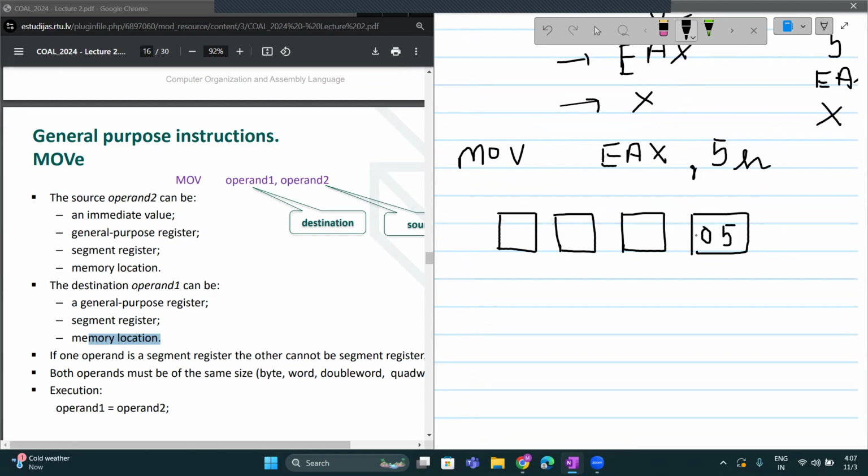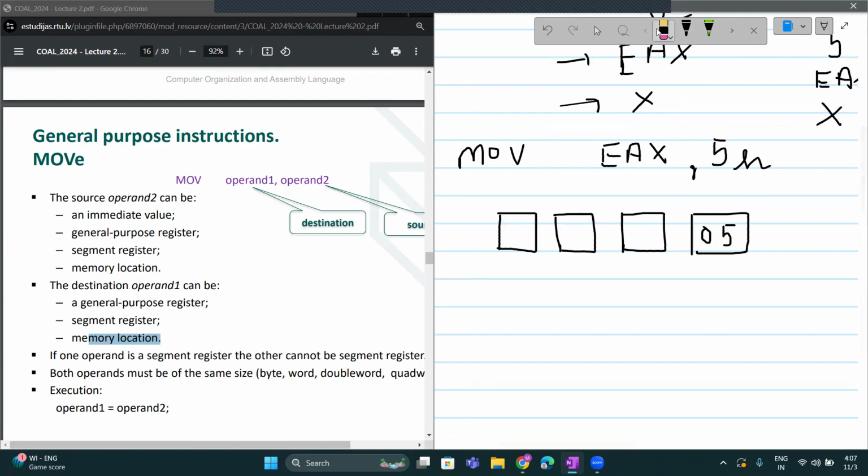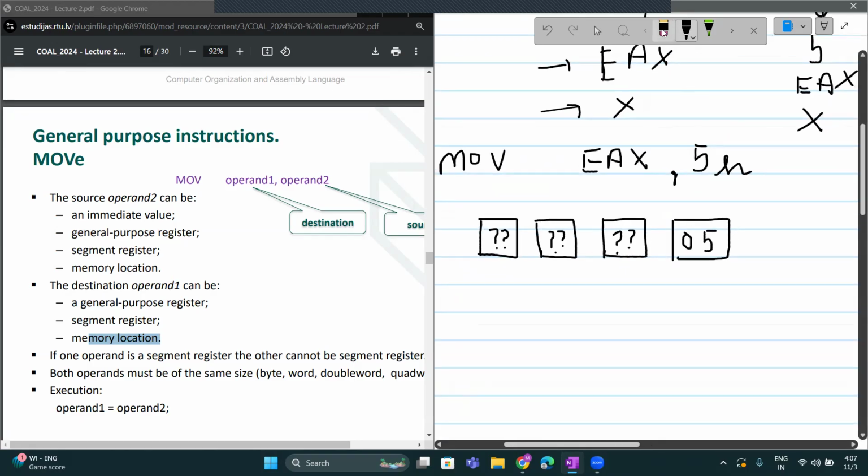So it will be 0, 5, 0, 0, 0, 0. Here it will be question marks, because we don't know what is there. We'll just get 5.